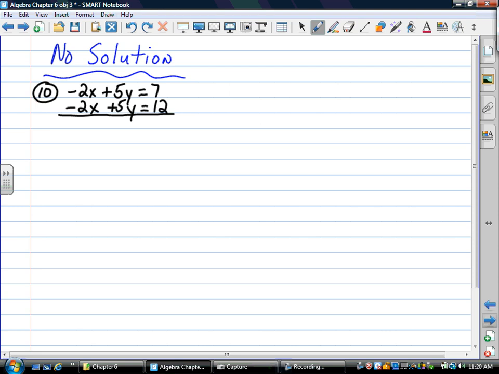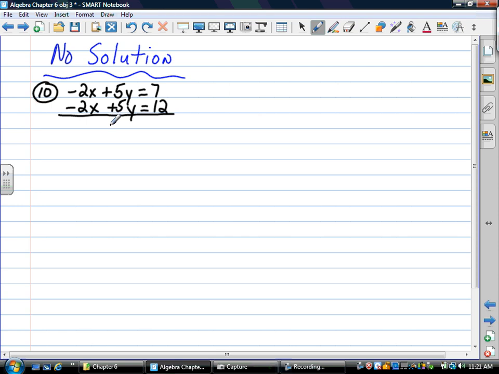No solution, huh? All right, what's that going to look like? Well, right off the bat, you can see that we have the same coefficients here. -2 times a number plus 5 times a number equals 7. -2 times a number plus 5 times a number equals 12. Using intuition, you know that that just cannot be true. That being said, let's see what happens.